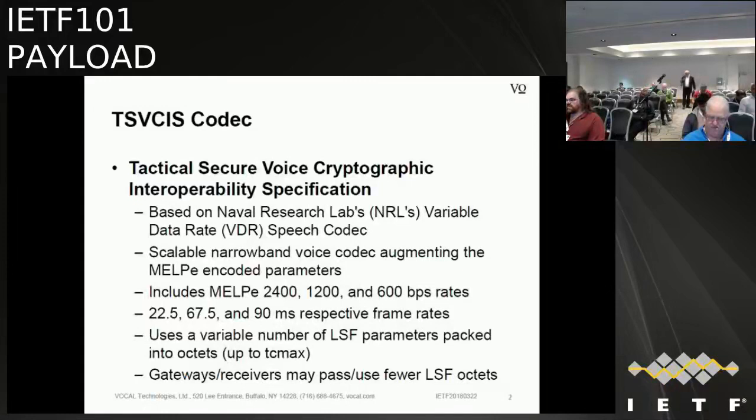It's based on the MELP speech coder, which is the previous draft that we had been involved in providing and shepherding towards an RFC. And as such, it basically extends the information that's in MELP and replaces it with additional LSF parameters, line spectral frequency parameters. There's a certain number of them that you can use, a variable number. One of the properties is if a gateway or a transmission path or a receiver doesn't have the ability to use all of the information, it could pass on fewer LSF octets or even strip them completely away.